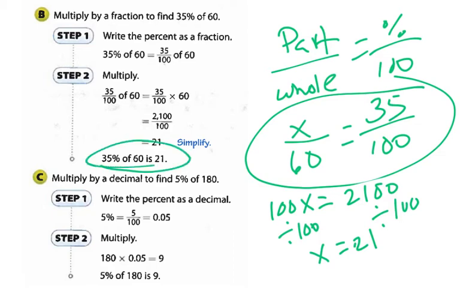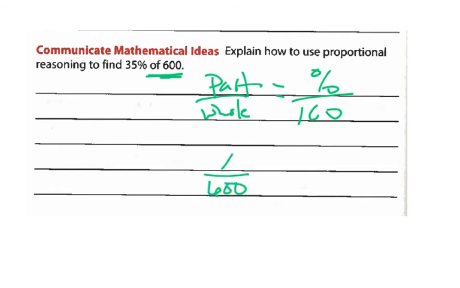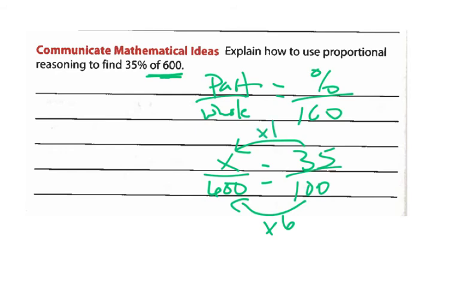Okay? I'm going to skip that bottom one there. So here, explain how to use proportional reasoning to find 35% of 600. Well, part of 600, so again, part or proportion is going to be part over whole equals percent out of 100. 600 comes after of, that means that's my whole. I would solve for the part. My percentage is 35% out of 100. Okay? How do I get from 100 to 600? I would multiply by 6. Therefore, to get from 35 to the part, I would multiply by 6.